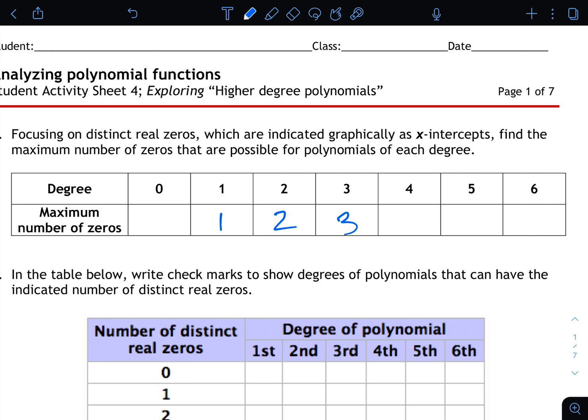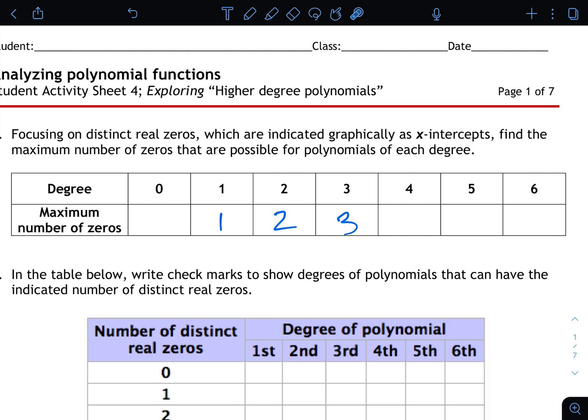So then today what we want to do is think about higher degree polynomials. So for example, what if we have a 6th degree polynomial? What if we have a 5th degree, a 4th degree? And then we can even think about a 0 degree polynomial, which is a polynomial that has an x to the 0, which is just a constant. Anything to the 0 equals 1.